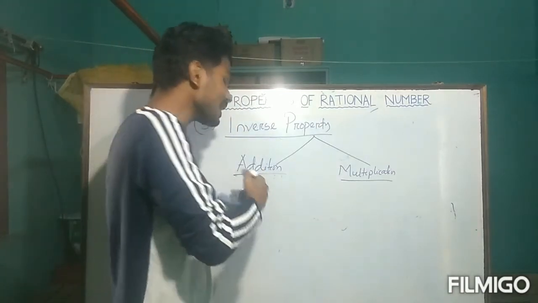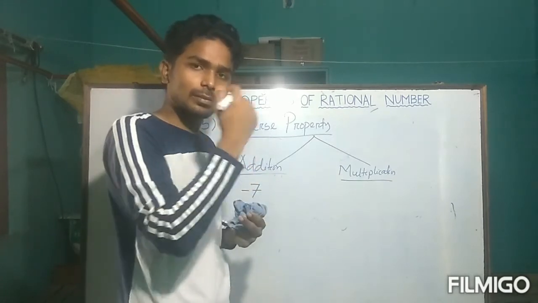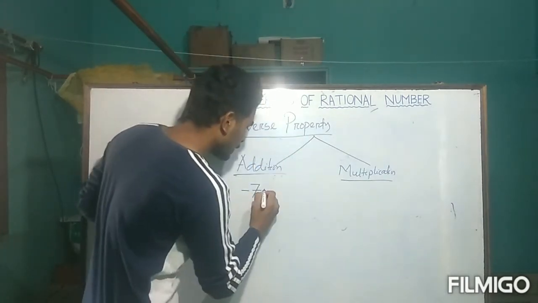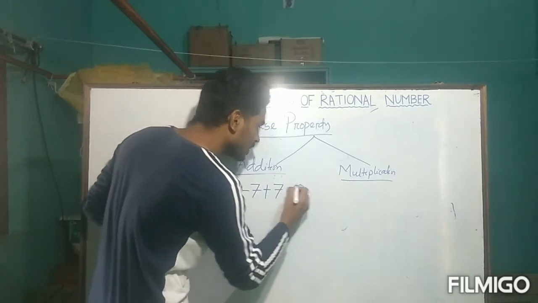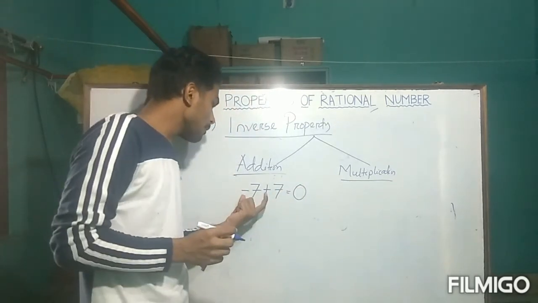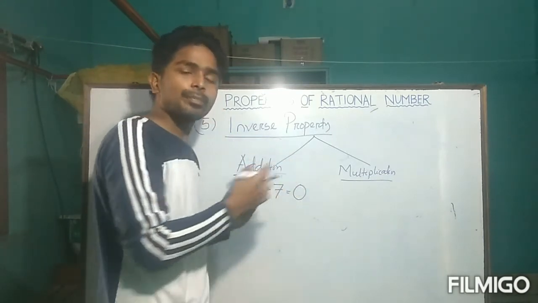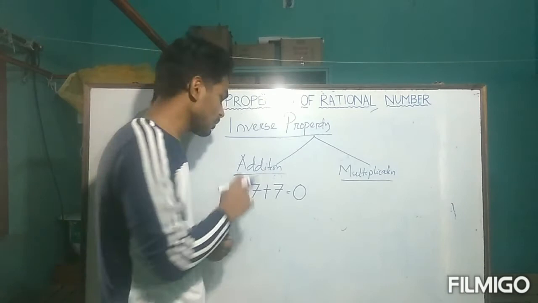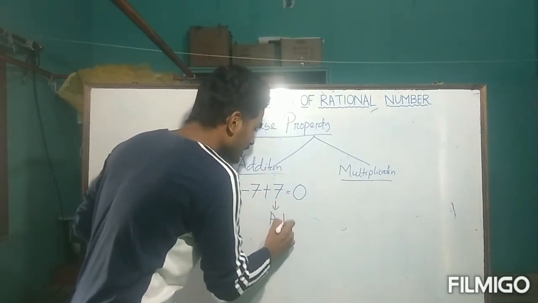So minus 7 ने कितने ऐड कला हमें 0 पाएगा. What should be added to minus 7 to give rise to 0? We can add 7. So that the answer will be how much? 0. Why? Because minus plus sign gives rise to minus sign. So 7 minus 7 is 0. So the additive inverse of minus 7 is plus 7.